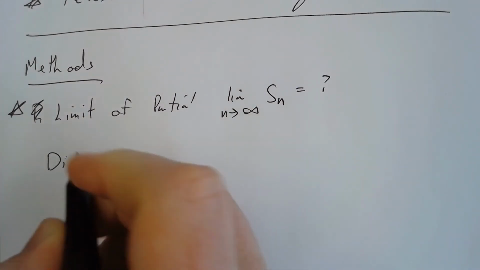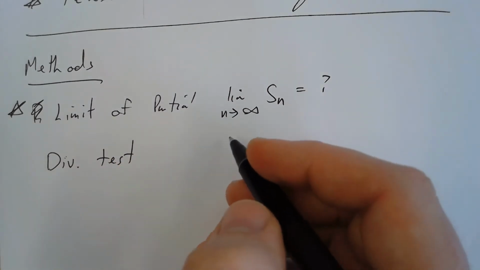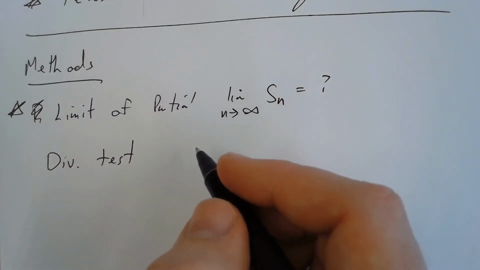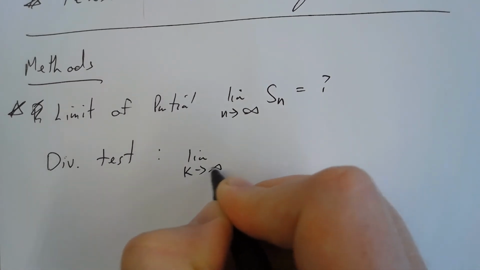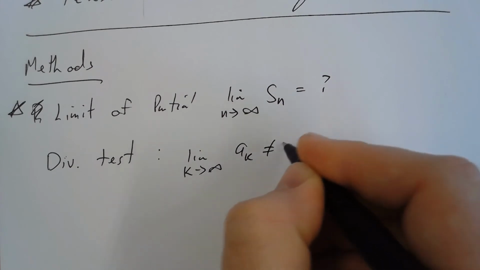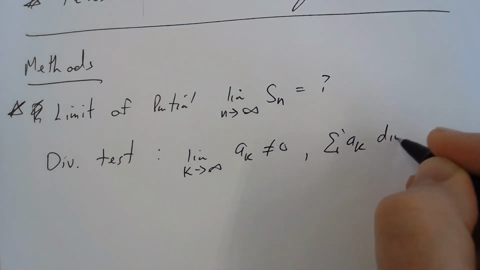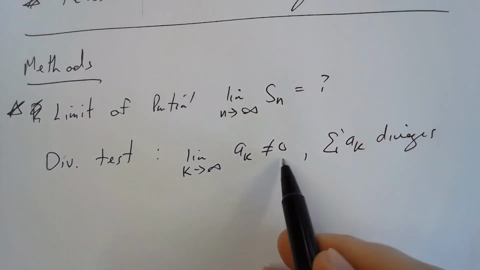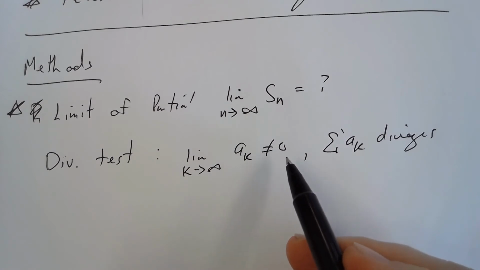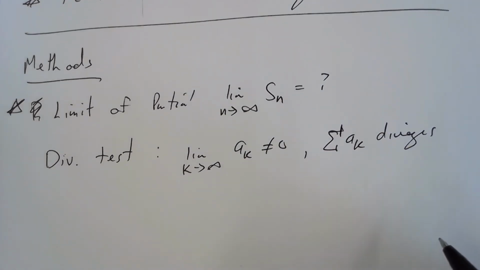So our new method is the divergence test. The divergence test, recall, does not conclude convergence ever. So basically it says that if the limit as k goes to infinity of a sub k does not equal 0, then the series a sub k diverges. And that's all it says. So if I can prove that the limit of the sequence doesn't equal 0, it equals 1, 5, 12, infinity, then I can prove overall that the series will diverge.